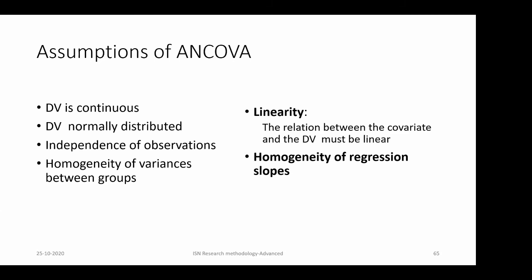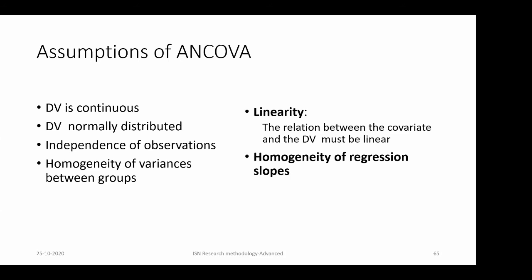And there is something else called the homogeneity of regression slopes. If we plot the dependent variable and the covariate on the x-axis and y-axis, you're going to get a scatter plot. Now, if we make a regression line for these two groups, intervention group and control group, they should be parallel to each other. There are a few other assumptions also, but I don't really want to confuse you at this point, so I'm not going into that.